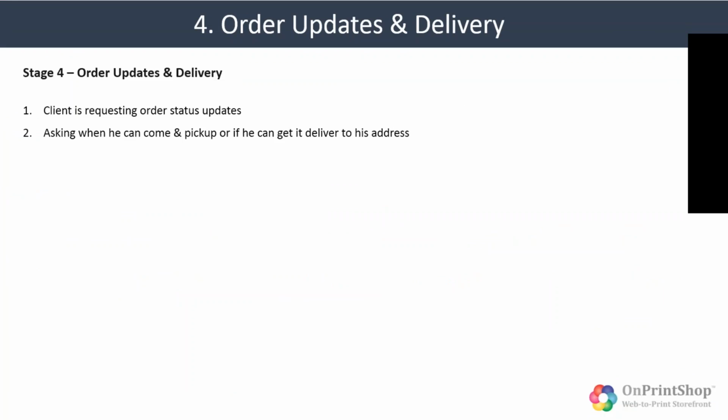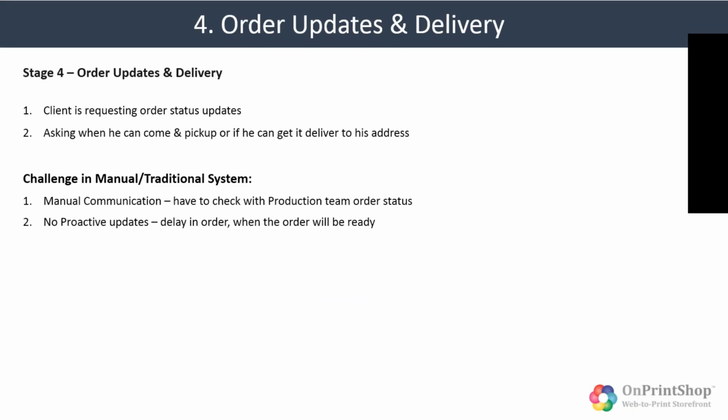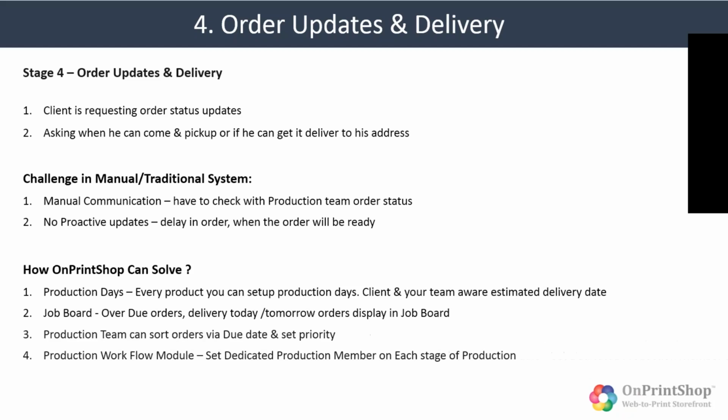In traditional order management and the traditional way of doing business, this is always a challenge, where customers keep asking you for order updates by email and phone, and when they will get the order, whether it is shipment or when they can come and pick it up. In the traditional process, this communication is also manual. It is done via email and phone. There is no record in the system. Plus, as a print service provider, you do not provide proactive updates. They have to call you up and ask for updates on an order.